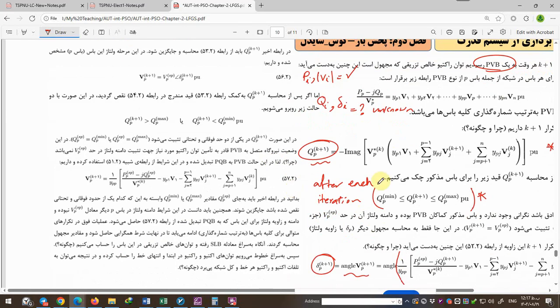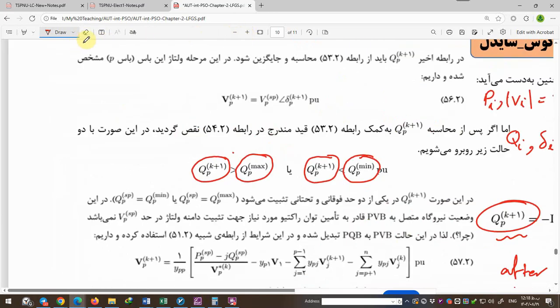If you check reactive power and find that your calculation in the new iteration is more than the maximum reactive power, or is less than the minimum, in other words, your calculation in iteration k plus 1 is out of this criteria, either less than minimum or more than maximum, what do you do here? In this case, we have to fix Q.